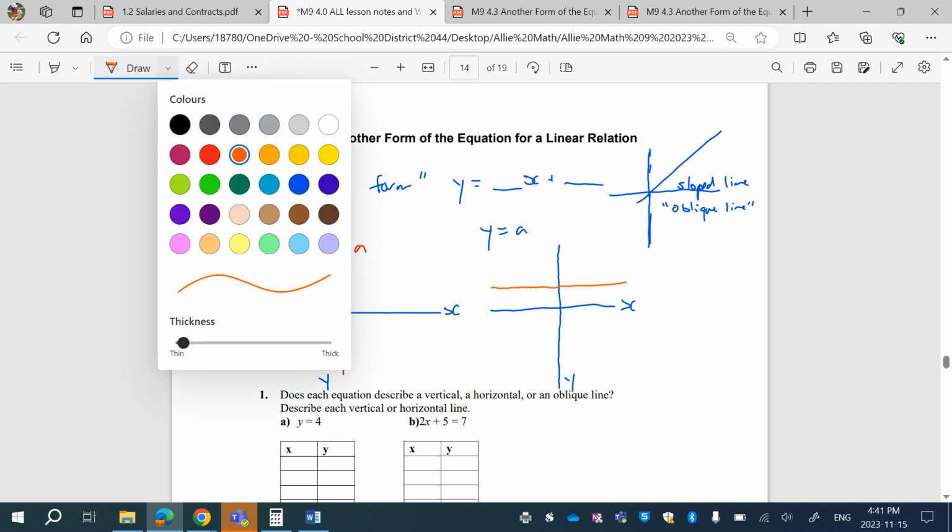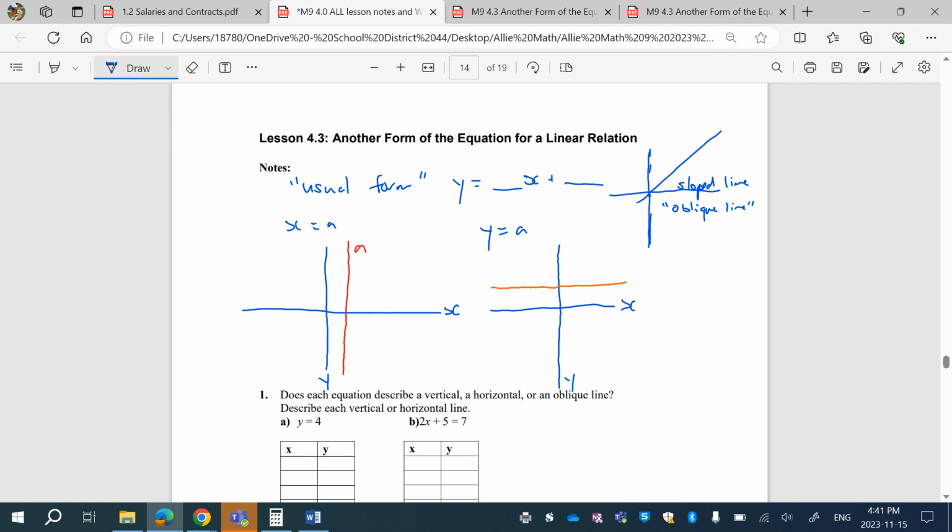And the other form that we are going to come across is going to be ax plus by equals c. So that is what I would like you to write down. I would like you to write down all of this, but this is a very important part: ax plus by equals c.